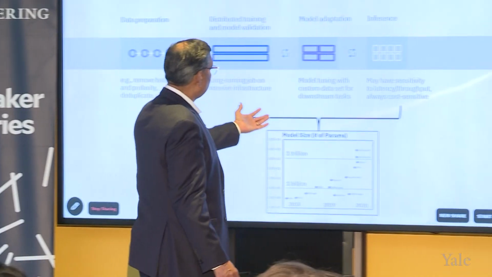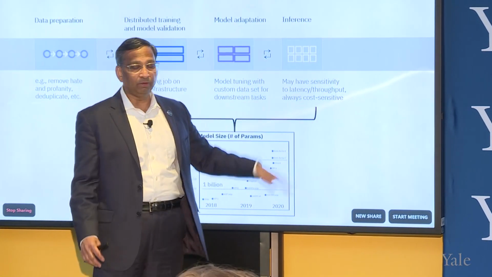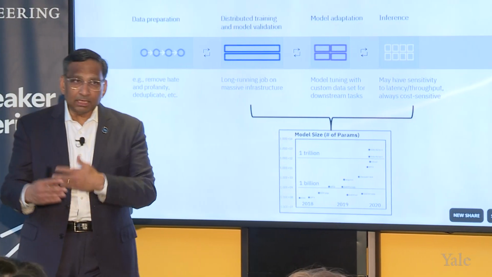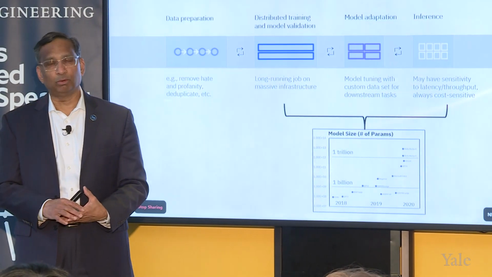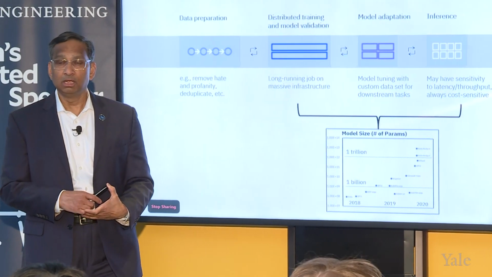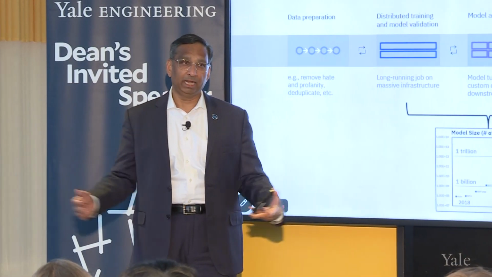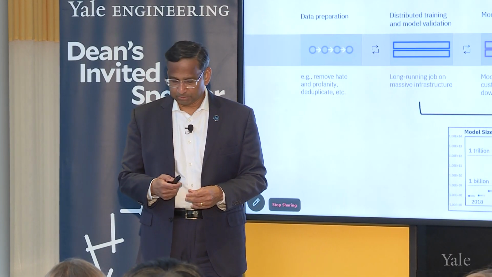So then you work towards model adaptation or model tuning. And once you're done with this, you basically deploy this model for inference. And then this cycle continues because there's always new data getting generated. There's always new data that you want to use to be able to improve these models. So when you're building your infrastructure, you're looking at the entire end-to-end workflow for building these large models.